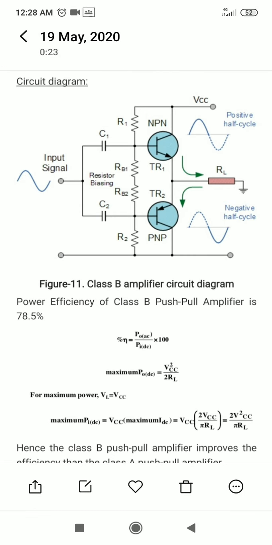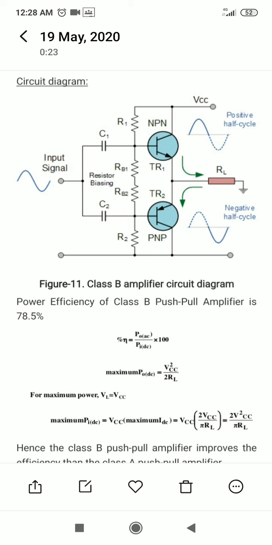This is the circuit diagram. Here TR1 and TR2 are the transistors: TR1 is an NPN type transistor and TR2 is a PNP type transistor. The input signal is applied through C1 and C2 to the base. R1 is connected to the base of TR1, with one end of R1 connected to the base of TR1 and the other end connected to VCC.